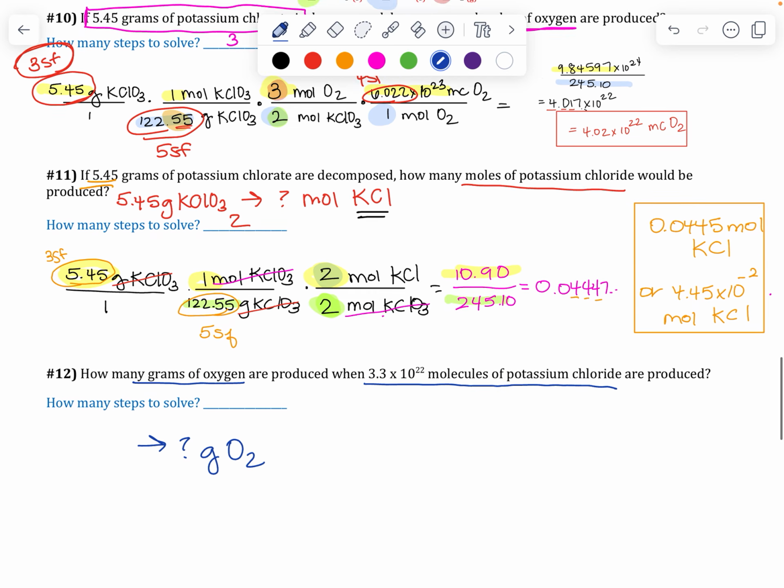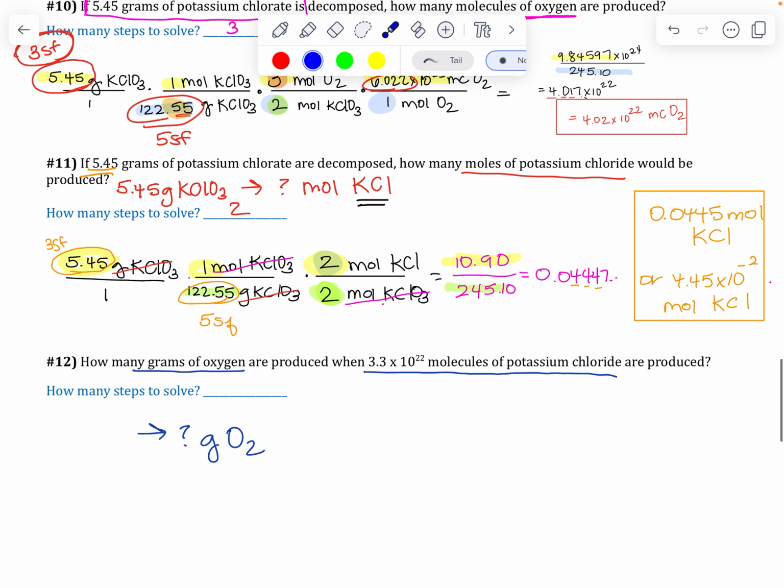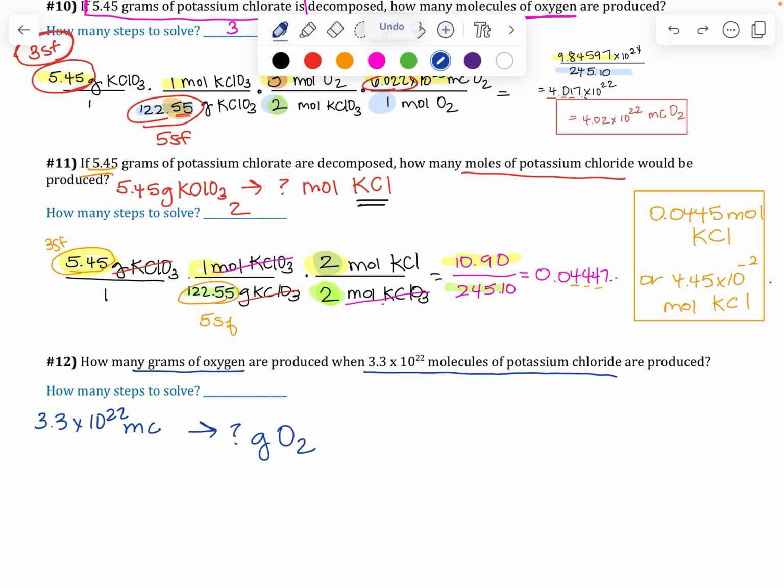So even though these are both products, it doesn't matter. This is our given number. It doesn't matter if it's at the start of our reaction. And so we're going to have that 3.3 times 10 to the 22 molecules of potassium chloride. So that's KCl. And then we're going to go to grams of oxygen.